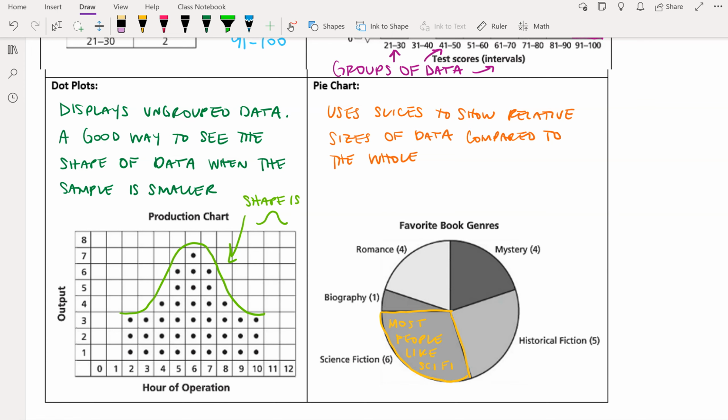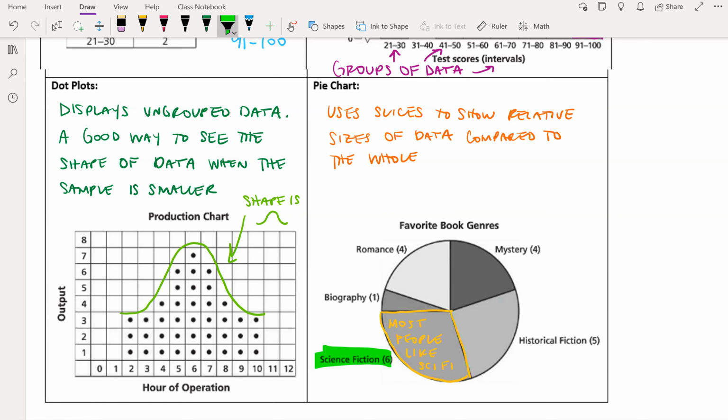It's just important to make sure you pay close attention to your x and y axis and what each dot represents in terms of those two things. Okay, pie chart. Pie charts we're all pretty familiar with. They use slices to show the relative size of data compared to the whole group of data. So for example, down here we can see that most people like sci-fi.